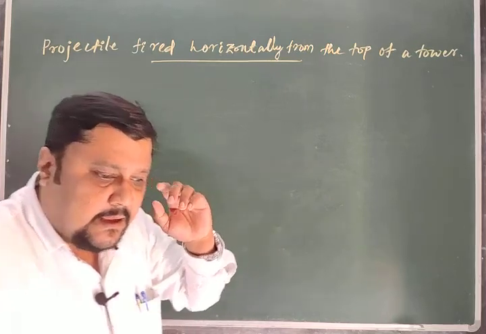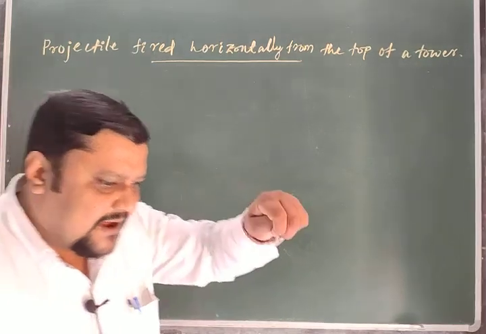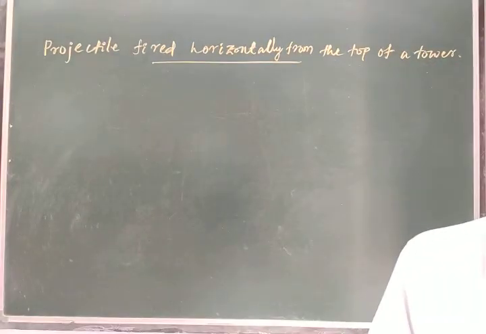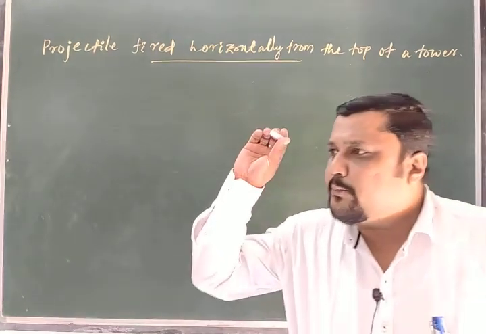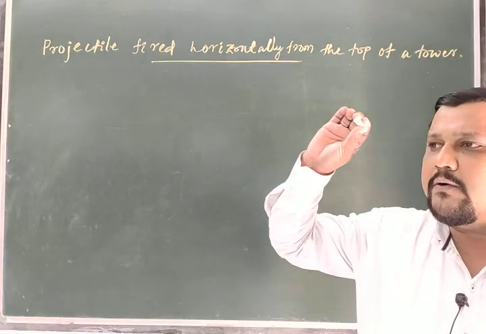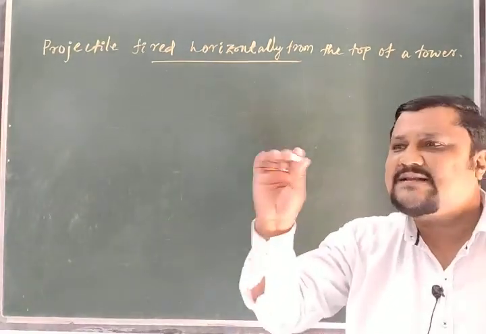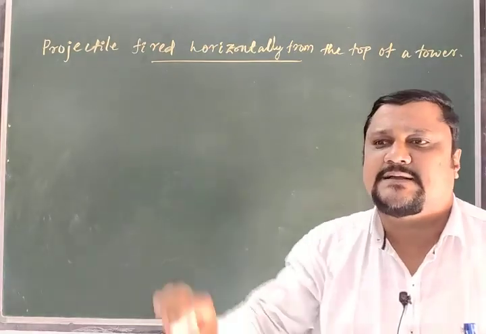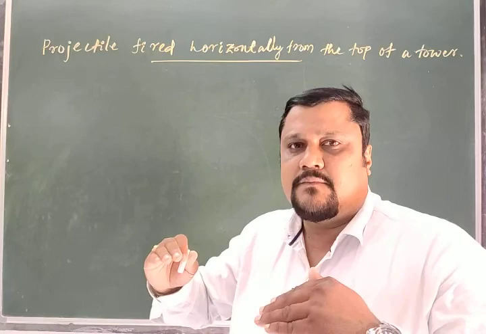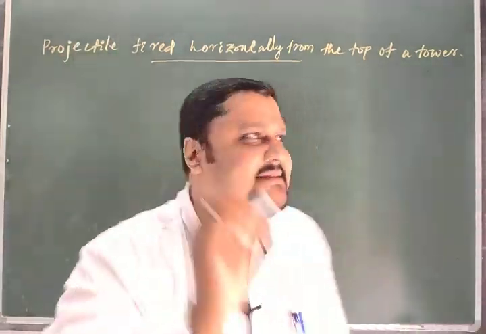It means you are on the top of a tower or on the roof of your building, and you project a projectile horizontally. Horizontally means you are giving horizontal velocity. Suppose I am standing on the top of the tower and I have given an initial velocity. The case is like that.